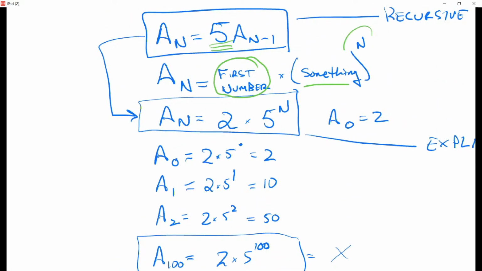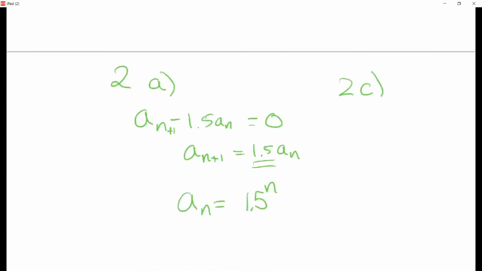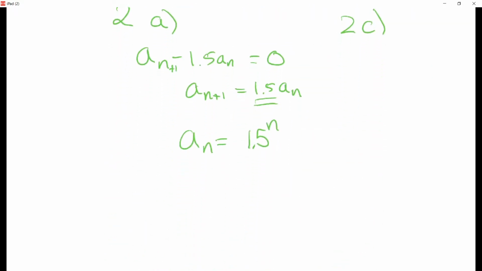That's not the whole formula, though, because the whole formula says you take the first number times the something to the nth power. Well, here's the problem with this one: it doesn't tell me what the first number is for this particular problem, does it? So what's the first number? Well, I don't know, so I'm just going to call it a sub 0. And that's going to be my answer.